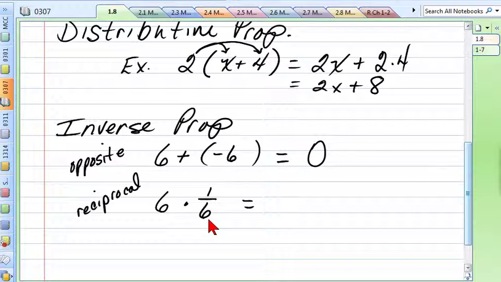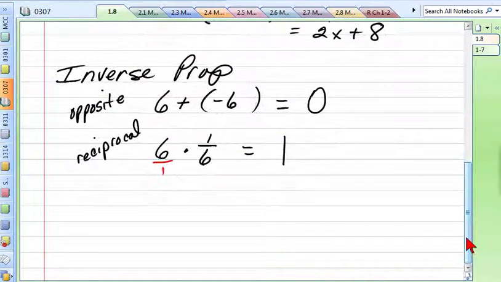What happens when you multiply 6 over an implied 1 times 1 over 6? You get 6 over 6, or maybe you canceled them out, you get 1. When you add opposites, you get 0. When you multiply reciprocals, you get 1. But those are inverses, one under addition and one under multiplication. Okay, we'll talk more about it.